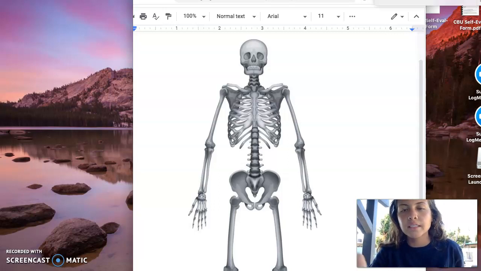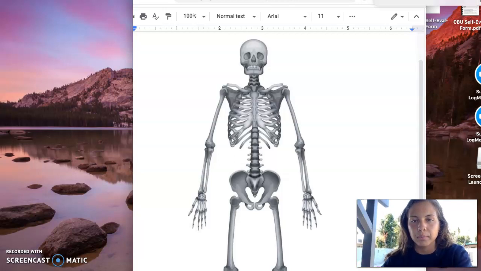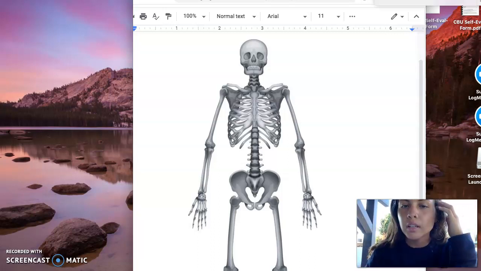You have your pelvis. And how I remember how many bones are in each region is: for cervical, you have breakfast at 7 a.m. For thoracic, you have lunch at 12 p.m. And for lumbar, you have dinner at 5 p.m. So that's how I remember how many bones are in each one.